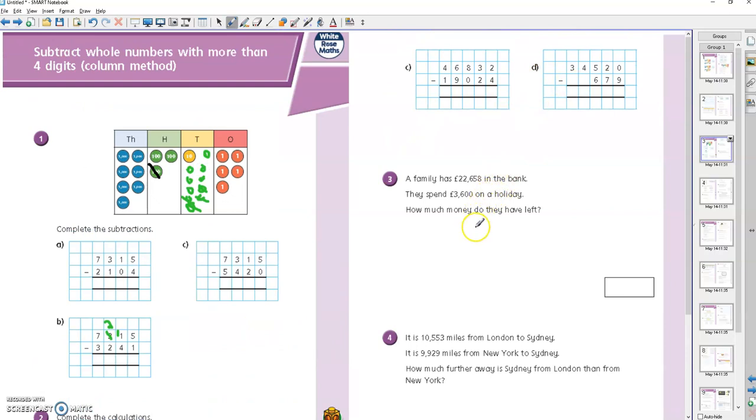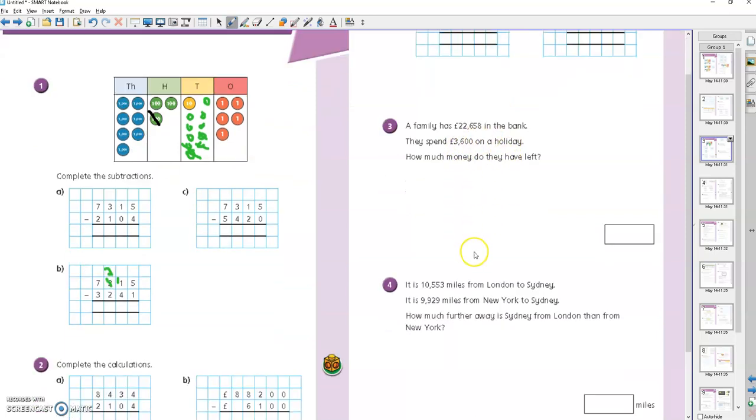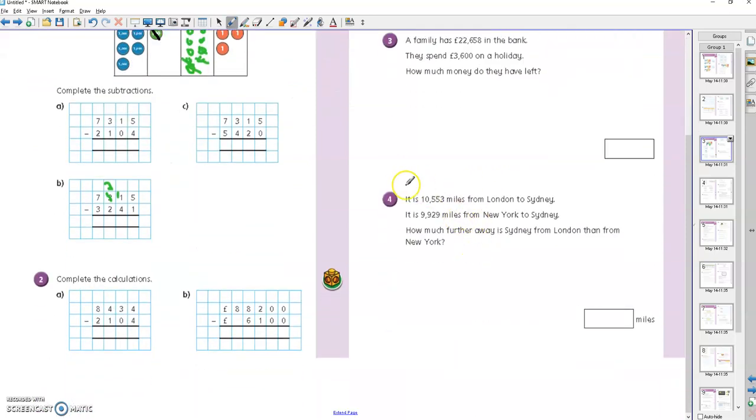Then you're starting to put that knowledge into word problems. So you've got a family has £22,658 in the bank. They spend £3,600 on a holiday. How much do they have left? That's just a take away. And similar to here, it is 10,553 miles from London to Sydney and 9,929 miles from New York to Sydney. How much further away is Sydney from London than New York? So you just got to do a takeaway there and get the miles.